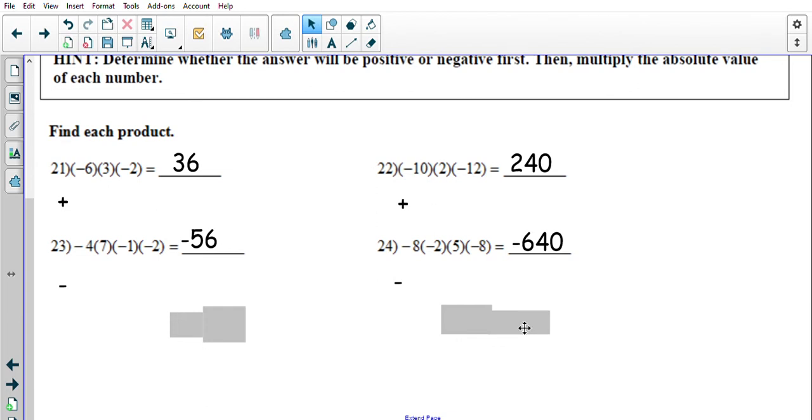These aren't really difficult. It's just a matter of, one, multiplying in an order that makes things a little easier for you, but also figuring out whether your sign will be positive or negative. And again, an even number of negatives, your answer is positive. An odd number of negatives, your answer will be negative.